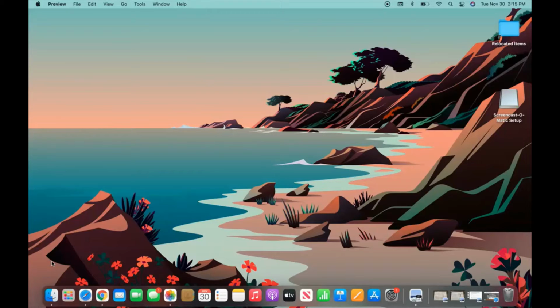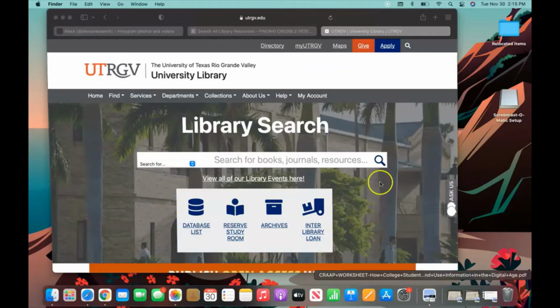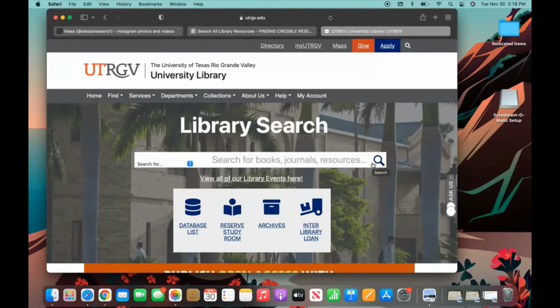Some examples that helped my research process change were the UTRGV library, the crap sheets, and the table talks. And I want to explain to you how these things helped. To start off, the UTRGV library, I will show you how the keywords affect the way you can find a source.